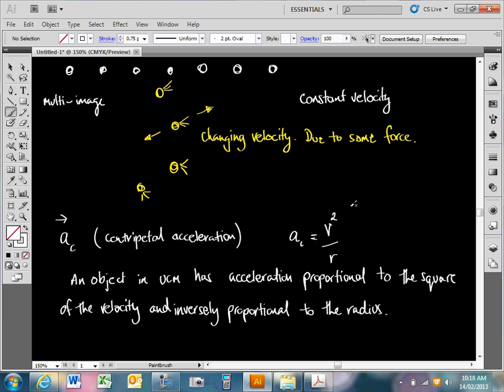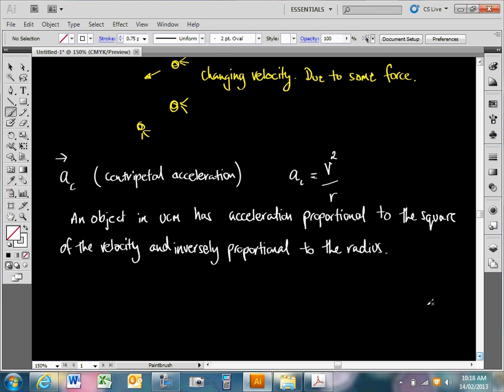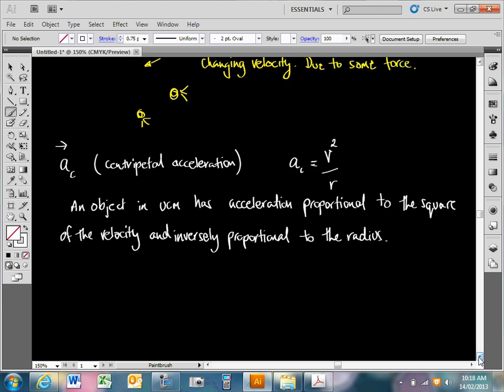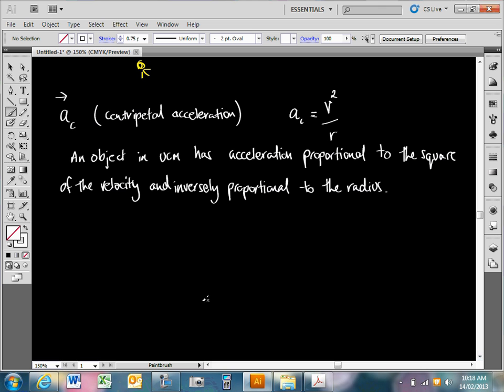What does that say? If I double V, what do I do to the centripetal acceleration? Multiply it by 4, don't I? The centripetal acceleration goes up by 4 times. If I double R, what do I do? Halve the centripetal acceleration.